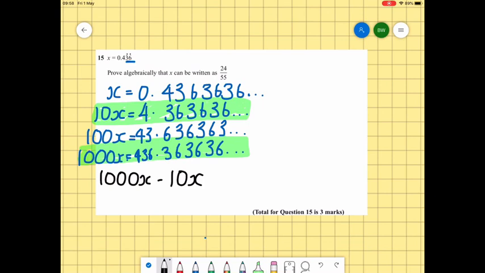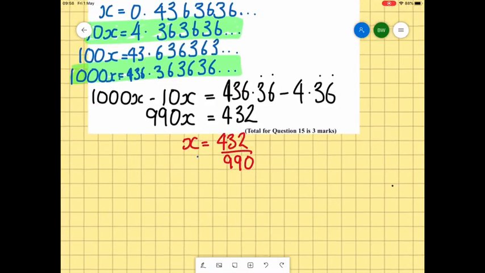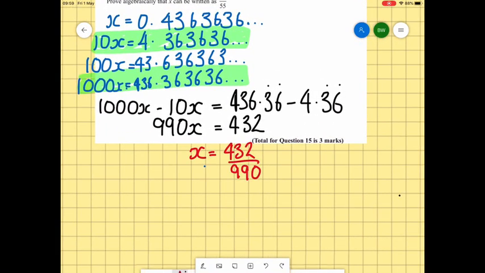Okay, so that's equal to 436.36 recurring minus 4.36 recurring. Okay, so 1000 minus the 10 gets me 990. 436.36 minus 4.36, well, they will cancel each other out, so I've got 432. Now, to leave x on its own, because I'm proving what x is, x would be equal to 432 over 990. That doesn't look like the value in the question, so I'm going to try and simplify it.